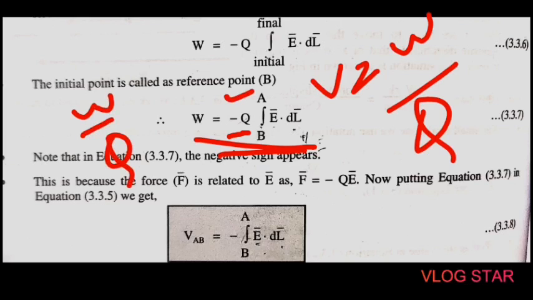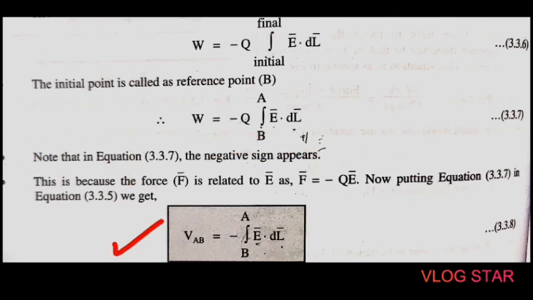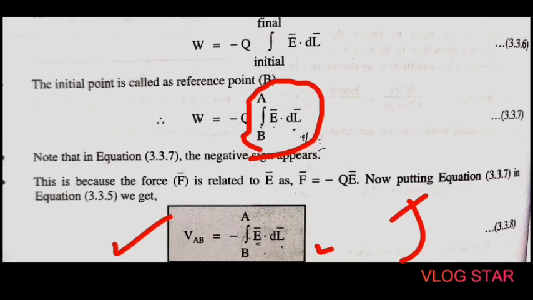And as we know that W by Q is nothing but V, that is nothing but potential. So we can write V of AB is equal to integration from B to A of E bar into dl bar. Okay, so here the unit of this potential difference is volt, or we can say joule per coulomb.